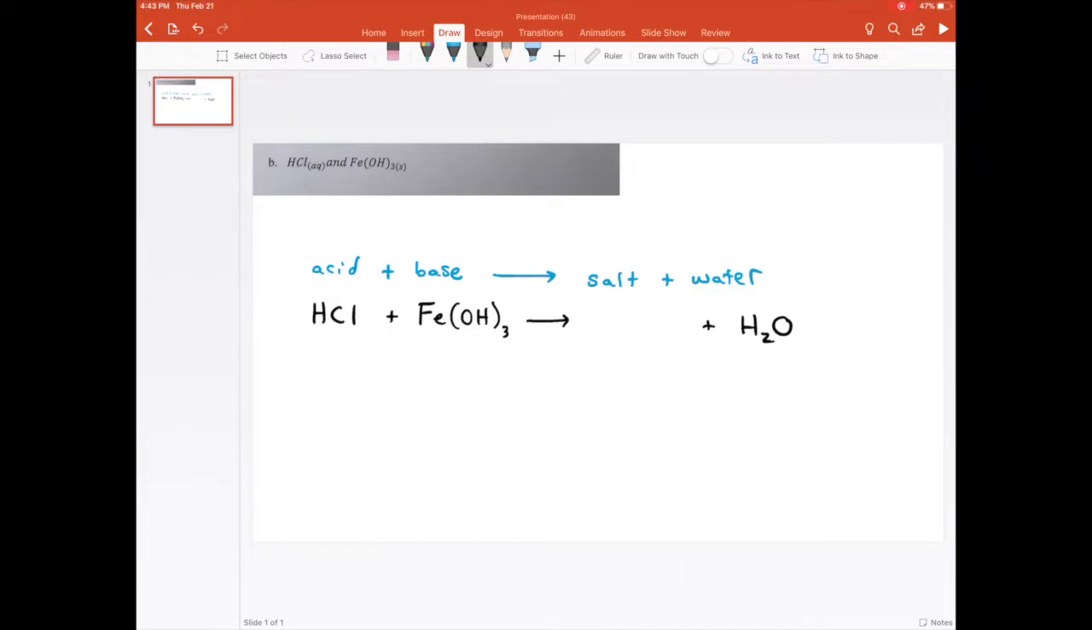So we know water is H2O. We just have to figure out the salt. Now, to get the salt, we take everything that's not H or OH, basically. The cation from the base, that's iron here. And unfortunately, we don't know the charge on iron because it's a transition metal. So we have to figure it out using one of those little algebraic equations.